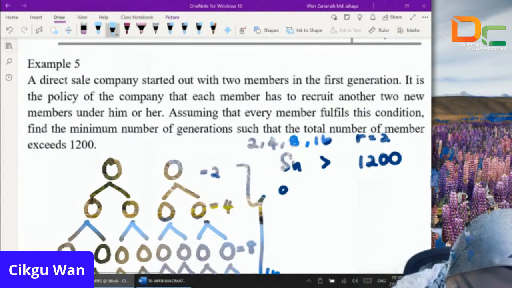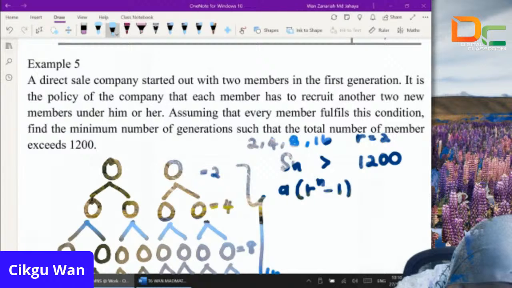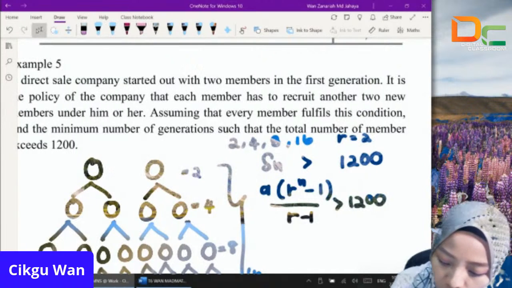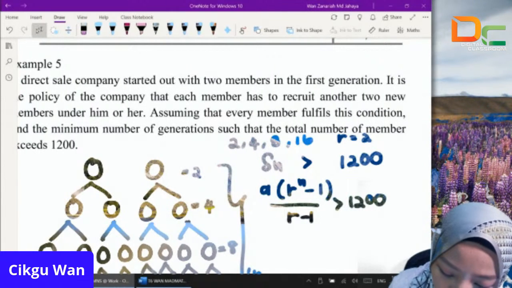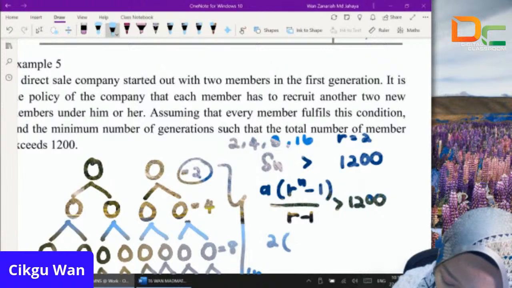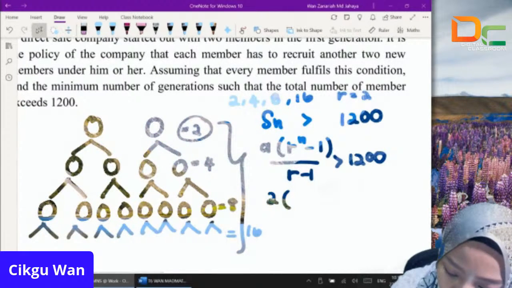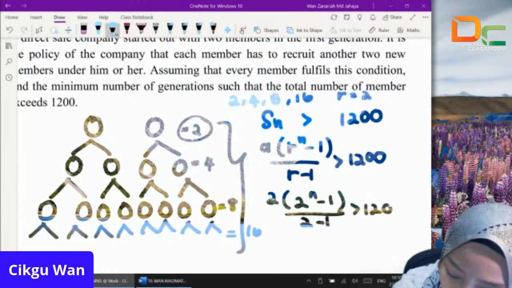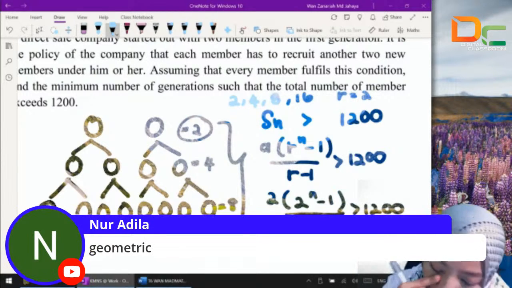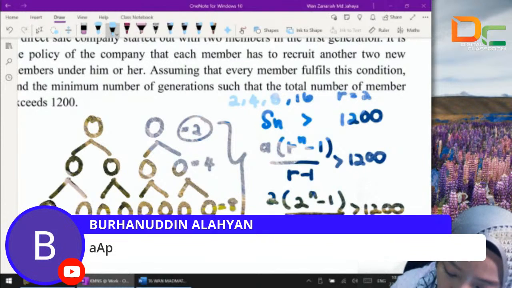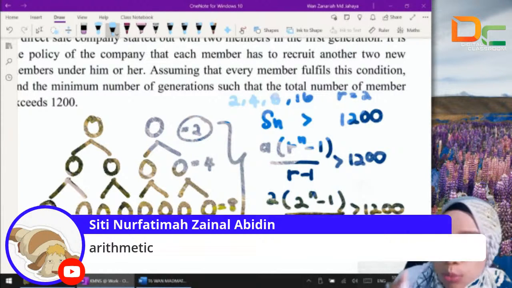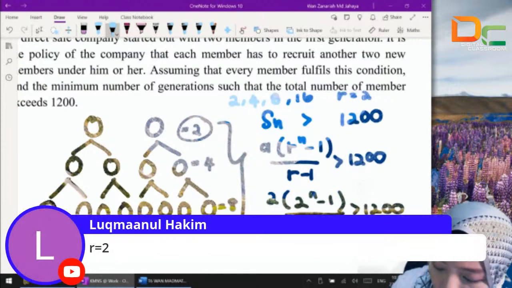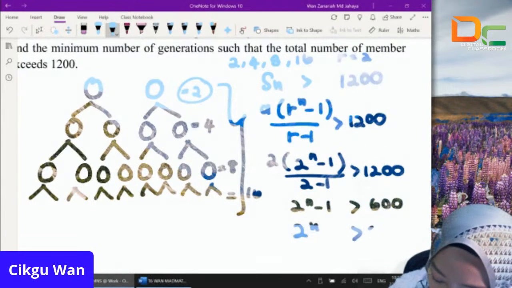Okay, so a(r^n minus 1) over r minus 1 greater than 1200. We will substitute all the values here. Our a dalam case kita start dengan 2, and then r adalah 2. You dah baca soalan kan? So 2(2^n minus 1) over 2 minus 1, greater than 1200. Okay, 2 minus 1 is 1. 1200 divided by 2, so 600. So 2^n greater than 601.